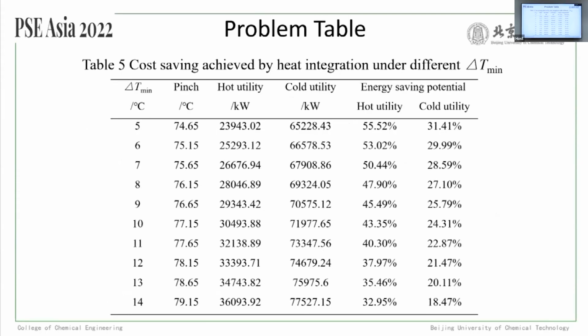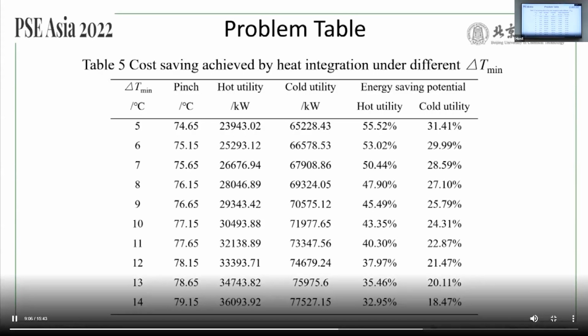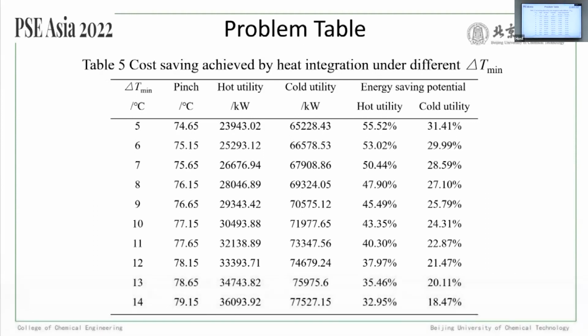After the calculation of enthalpy balance in each temperature interval, the pinch point temperature, minimum hot utility, and cold utility can be obtained. Compared with the actual hot and cold utilities of the original heat exchange network, it can be calculated that the energy saving potential reaches 47.9% and 27.1% respectively. Consistent with the above calculation, the results with different suitable minimum approach temperatures are obtained as shown in Table 5.